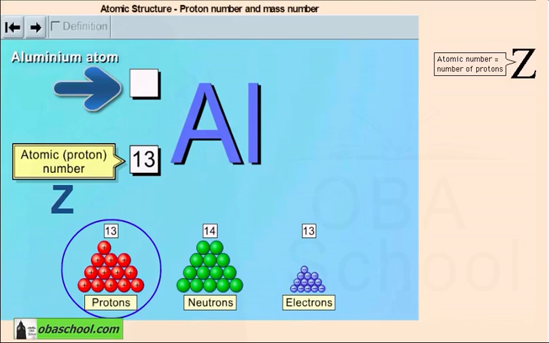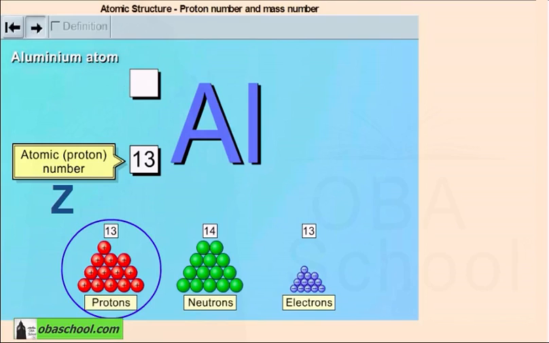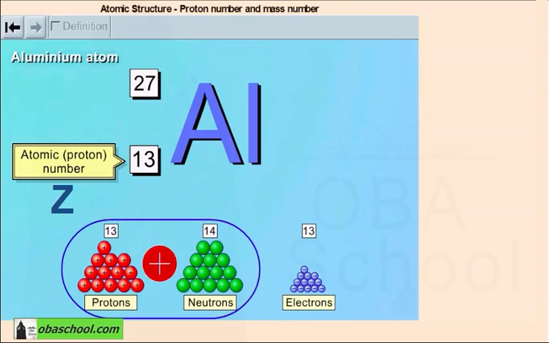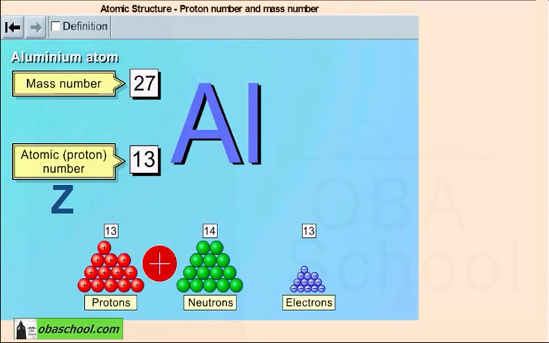Now, on the upper left, we have the mass number A, which represents the sum of protons and the neutrons inside the nucleus. 13 plus 14 will give us 27. The mass number A is equal to 27. So if we have the number of protons and the neutrons, we get the mass number by adding the two numbers together.